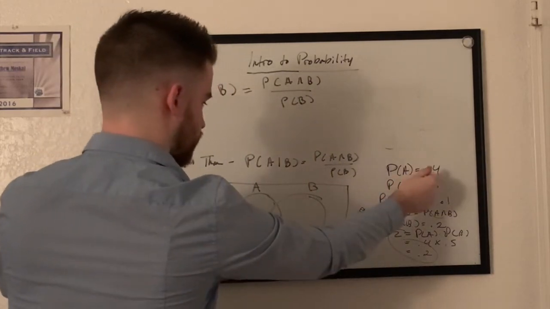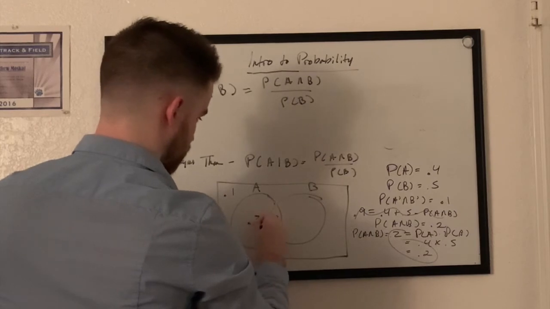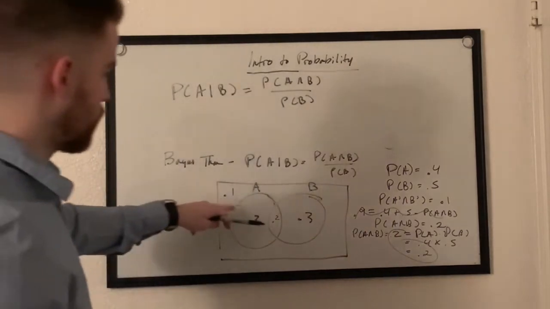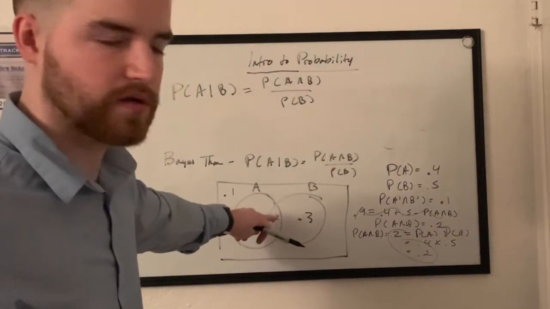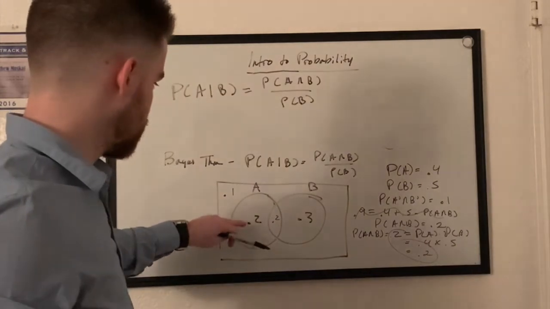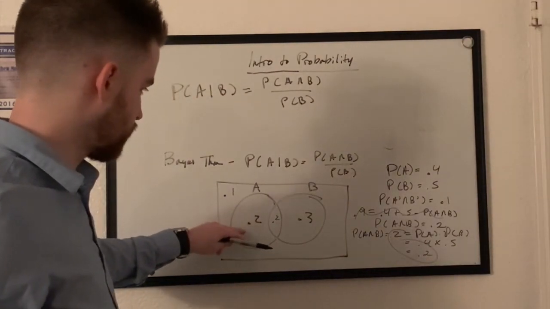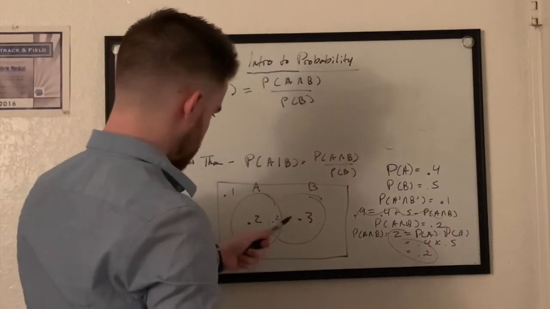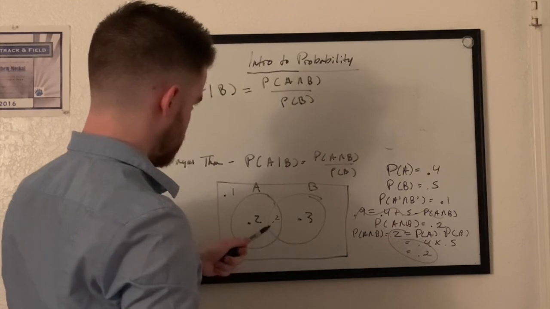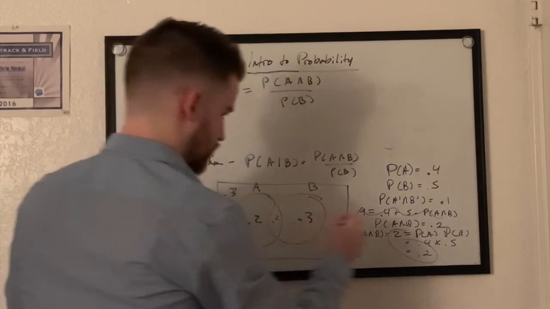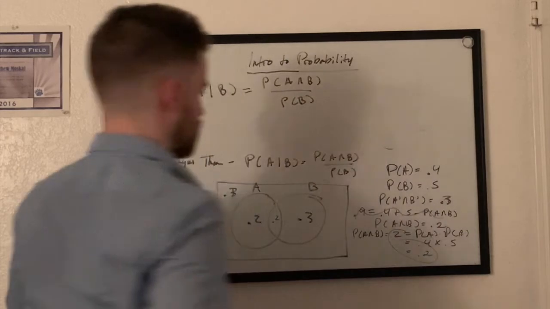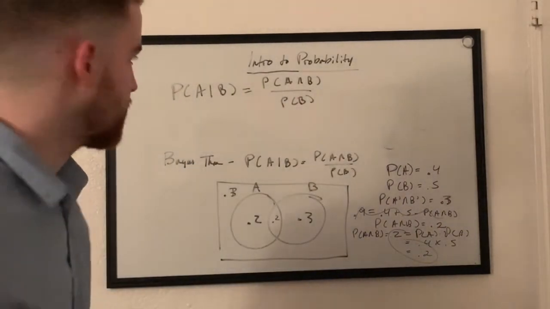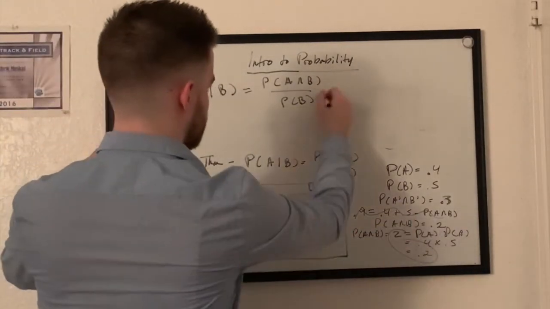We know this is 0.4, so this leftover part must be 0.2. We know this is 0.5, so this leftover part must be 0.3. And you can see 0.1 plus 0.2 is 0.3, plus 0.2 is 0.5. So this is actually 0.3. That makes much more sense. Okay, good. Now the probability of A and B occurring, we've just said, is 0.2.